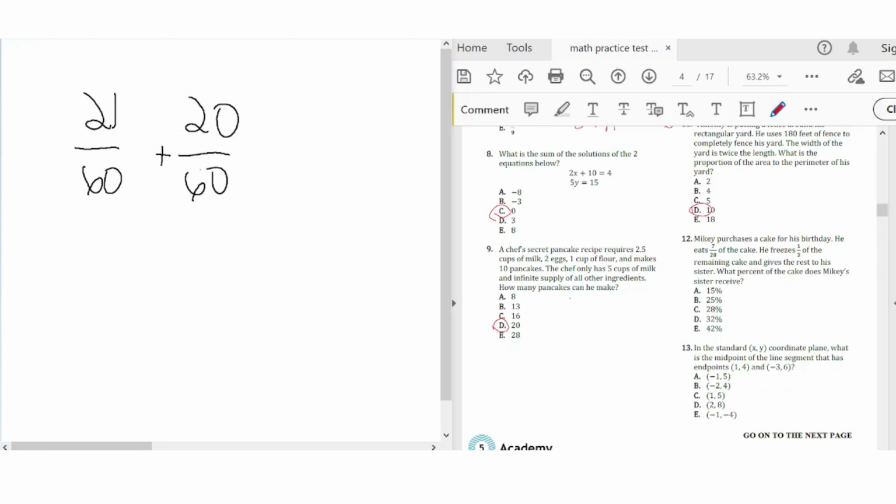Okay, now I can add these together to figure out the fraction of the cake that was either frozen or eaten. Now, what I can do is subtract this number from 1 to figure out the fraction of the cake that Mikey's sister received. So, Mikey's sister receives 19/60ths of a cake. We can convert this to a percent by dividing. We can do 19 divided by 60. And we get about 31.666%. We round this, because we can see each of these answers has two significant figures, to 32%. Therefore, D is our answer.